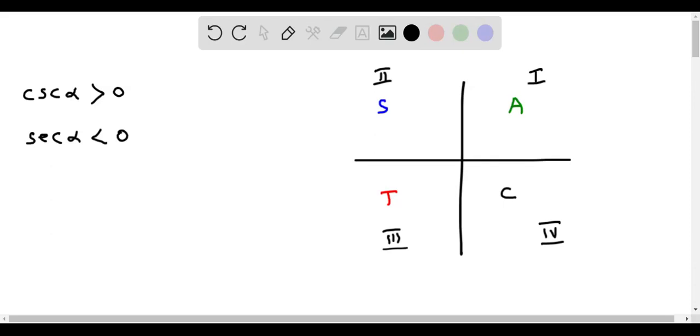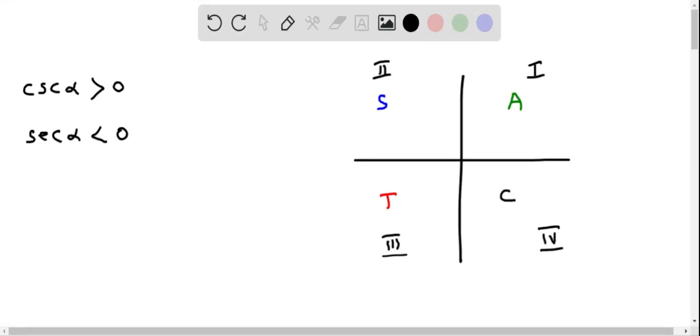We now determine the quadrant where the angle alpha satisfies the given conditions. That is, cosecant alpha is greater than 0, which means cosecant alpha is positive, and secant alpha is less than 0, that means secant alpha is negative. So let's use this quadrant information.